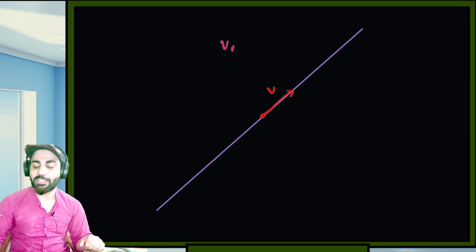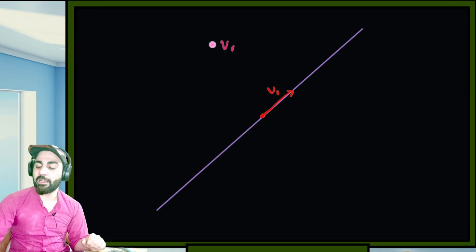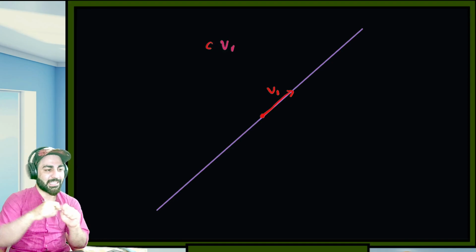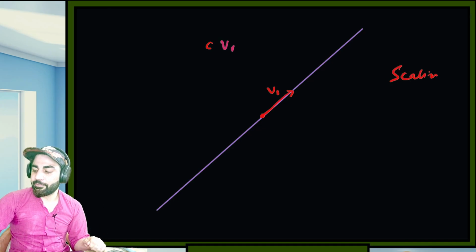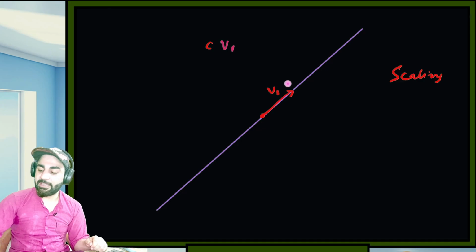Even my hand is not steady. Okay, this is the v1 vector. If you multiply this with any scalar c, you can either scale it up or squish it down, which is what we call scaling. That's how these are the vectors reachable from this vector v1.